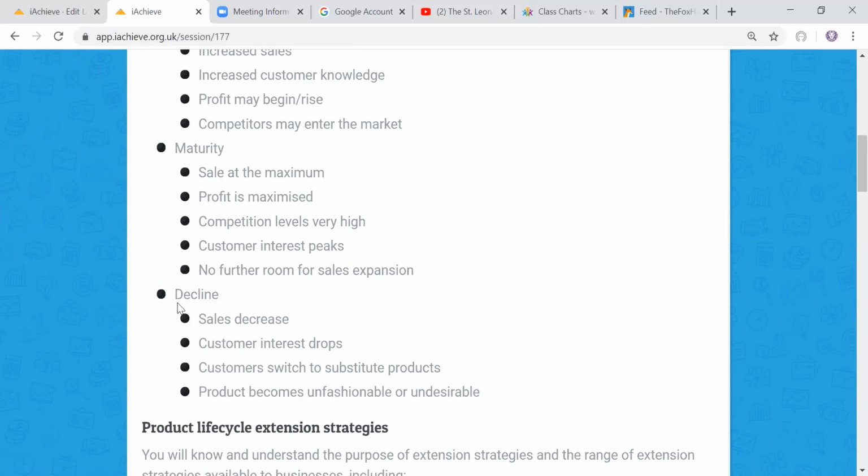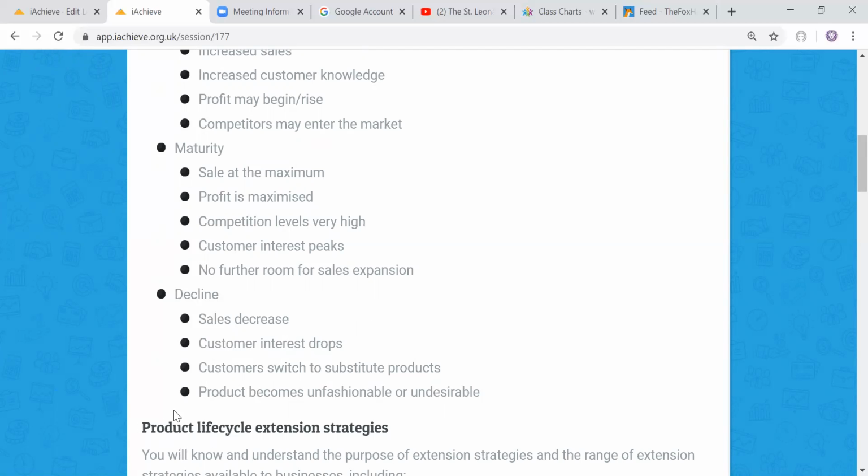So this would be the maturity phase, and ultimately products that make it through the maturity phase go into the decline phase. And in decline, sales decrease, customer interest drops, customers switch to substitute products and services that they find better, and the product becomes unfashionable or undesirable.